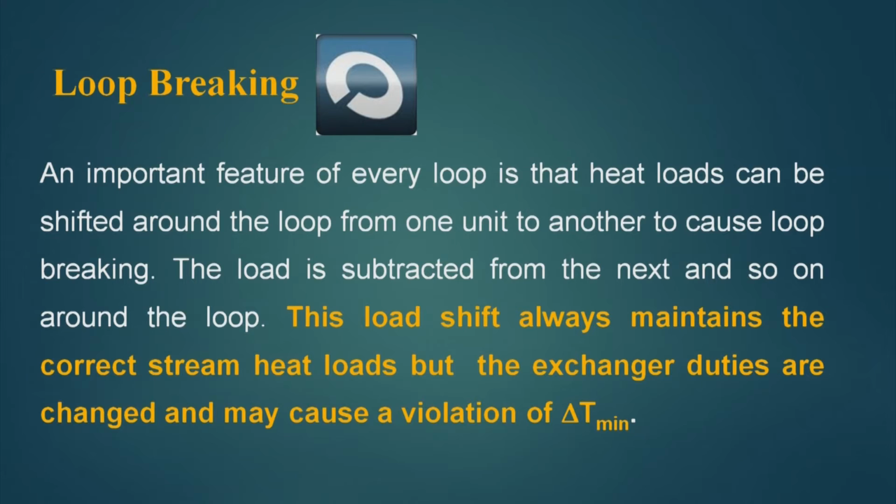An important feature of every loop is that heat loads can be shifted around the loop from one unit to another to cause loop breaking. The load is subtracted from the next and so on around the loop. This load shift always maintains the correct stream heat loads, but the exchanger duties are changed and may cause a violation of delta T minimum.